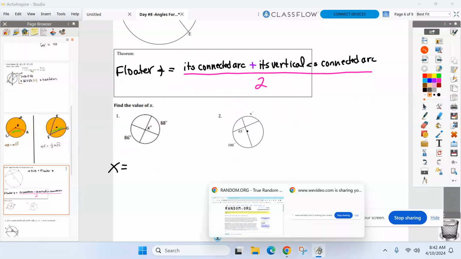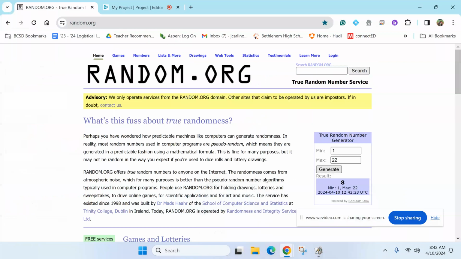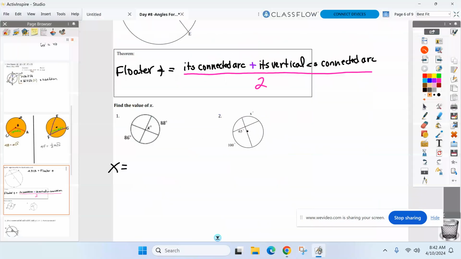All right, so here we go. Let's do this. Where am I going here? Not here. Let's go up. 1, 2 for 2. There we go. Dylan, give me the floater angle's connected arc. 88 plus, how about its vertical angle's connected arc? 86, and we're going to divide that by 2.